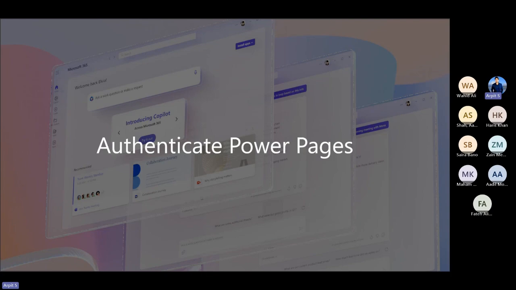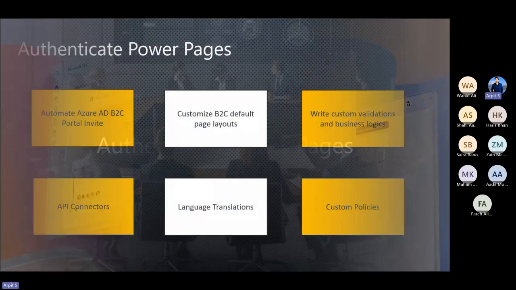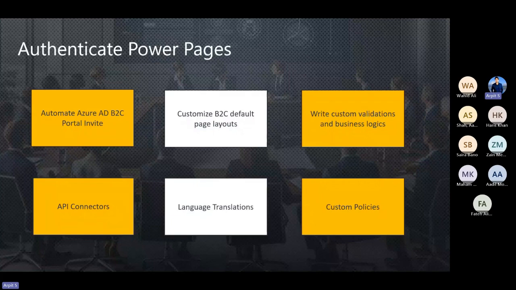But Azure AD B2C is a different application in Azure Active Directory, and Power Pages is a different application. So if you integrate both to provide the authentication mechanism, what are the different ways to extend the Azure AD B2C authentication? One of the most common requirements related to Azure AD B2C authentication is how you can automate your Azure AD B2C portal invite. Sometimes you send those invitations manually, and sometimes you have to automate this process, because in most cases your contacts, your customers, are already there in Dataverse.